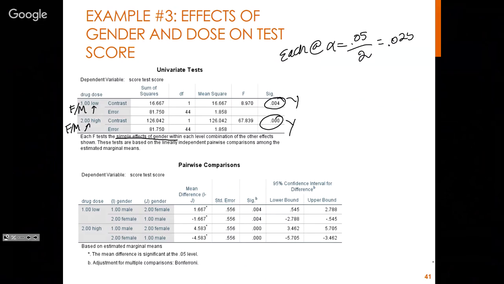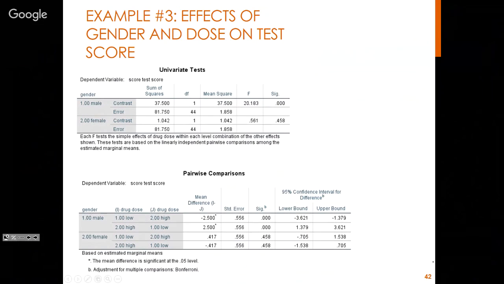When we want to know which one is higher and which one is lower, we can go back and look at our groups. We remember that males were higher on all of them. So we could say that males are significantly higher than females in the low dose group, and males are significantly higher than females in the high dose group. But the magnitude of the difference, if we did the effect sizes, would be different.